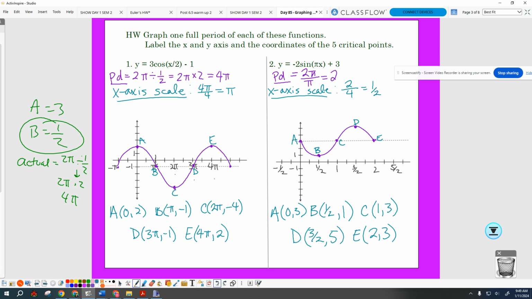Are there questions on either of these? Yes. When you say like the 5 critical points, we have to put like 0, 3, like 1/2, 1, like all of those, or just like A, B, C, D, E on each? You need to give me the coordinate. Okay. Not just A, B, C, D. No, I need to know their X and Y coordinates.